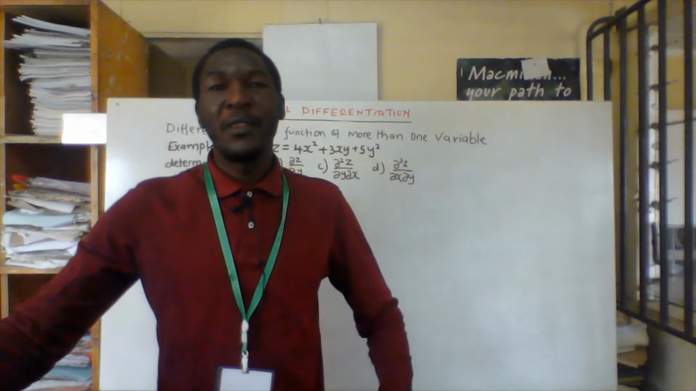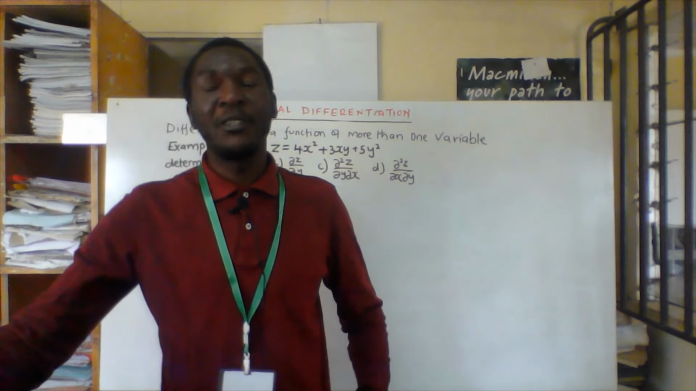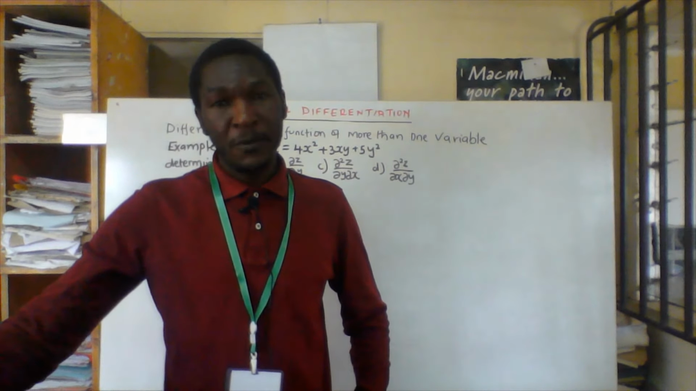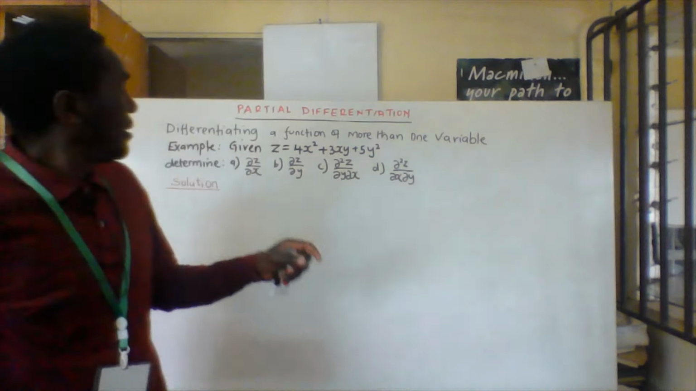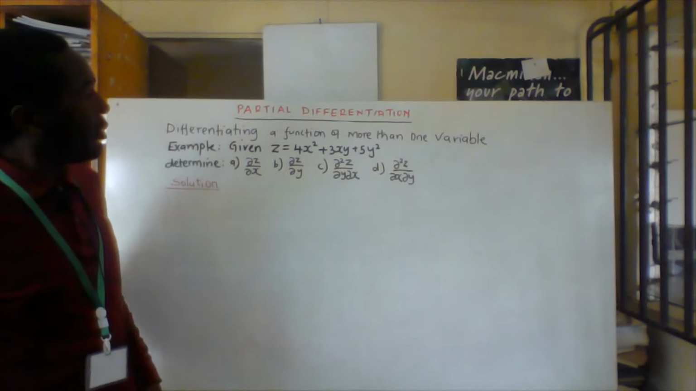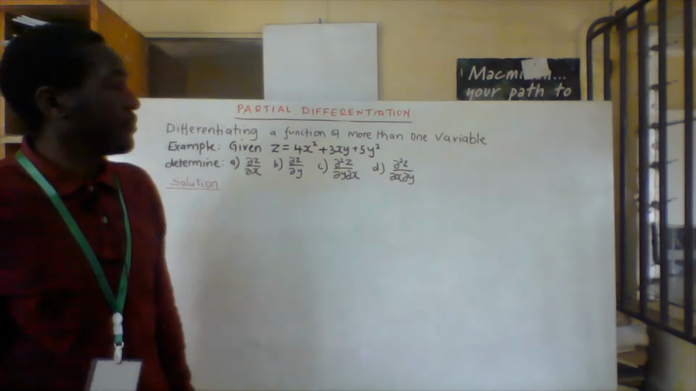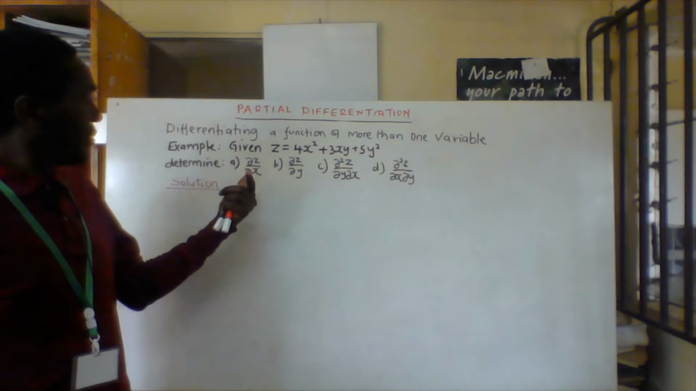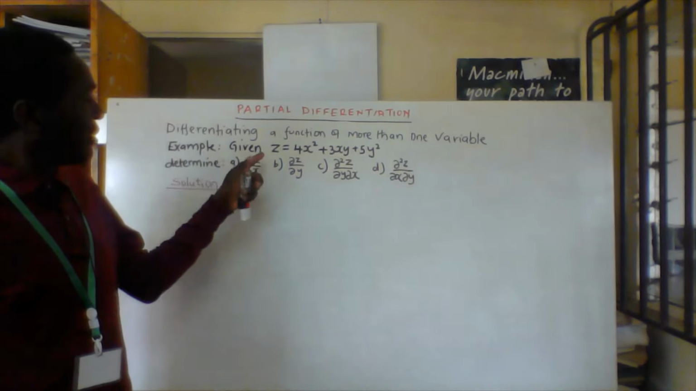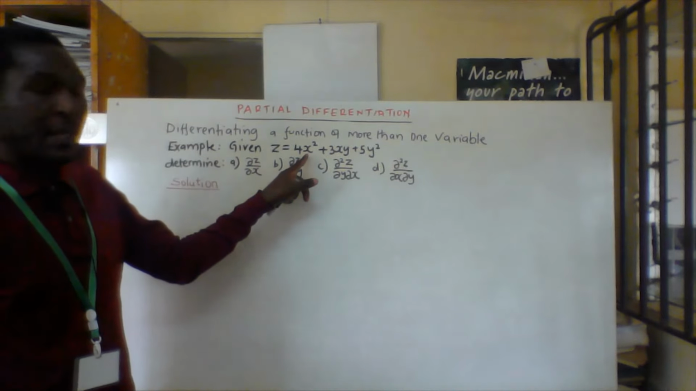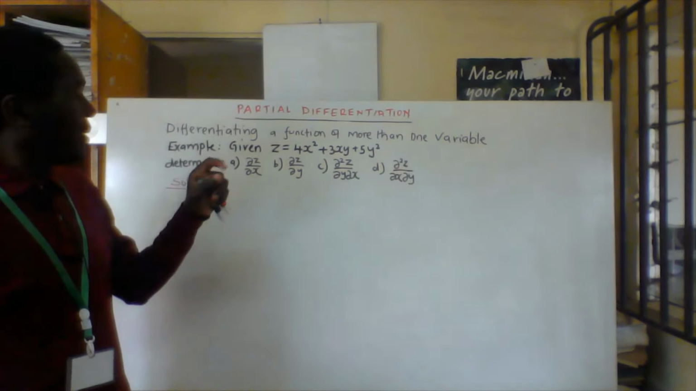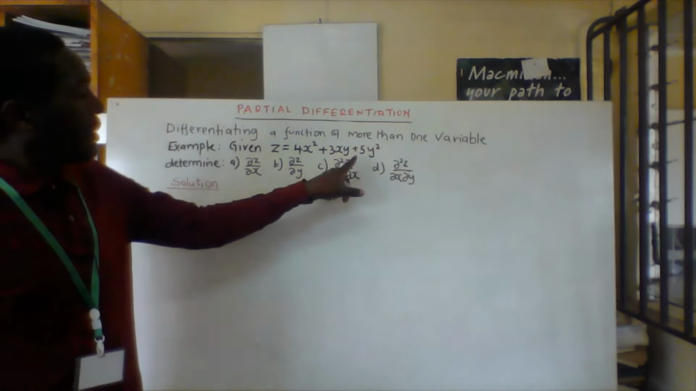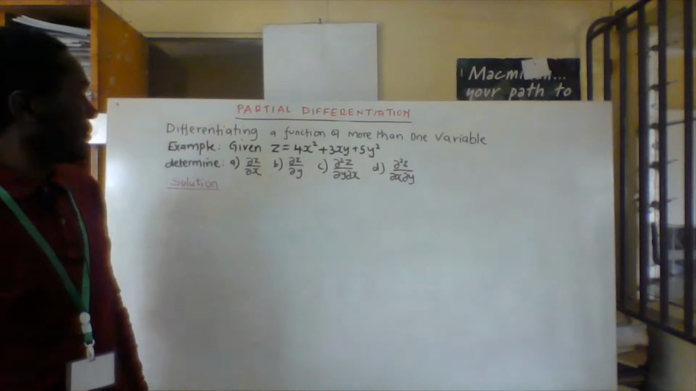We are continuing with the topic partial differentiation, and in this lesson we are looking at the second objective, that is differentiating a function of more than one variable. So we start off with an example. We are given a function z which depends on x and y. z is equal to 4x squared plus 3xy plus 5y squared.